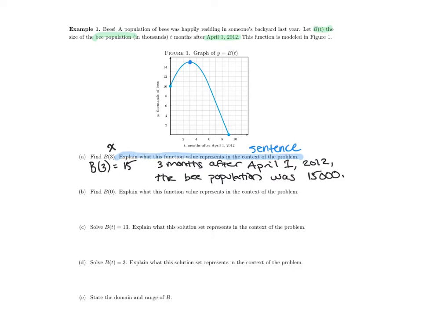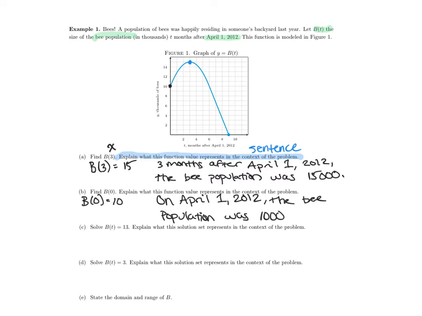The next one says, find B of 0. So it's like saying at month 0, which is right here. I'm marking it in black on the graph. So B of 0 is equal to 10. You can write 0 months after April 1st, or you can just say on April 1st, 2012. That might make a little more sense contextually. The bee population was not just 10, but 10,000. And you can also write out the word thousand if you'd like.